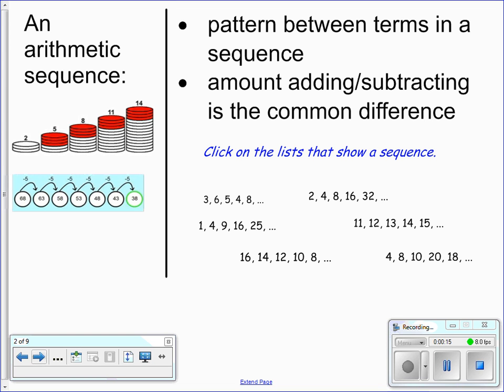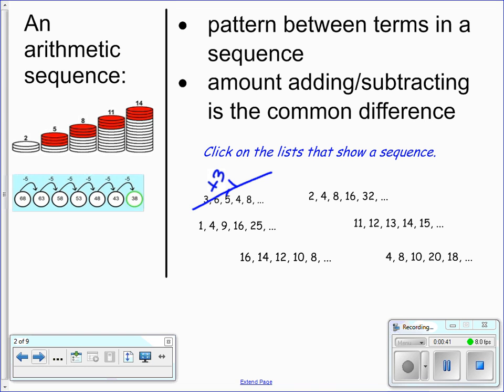An arithmetic sequence is nothing more than a pattern. It's just the same thing keeping happening over and over. So you're usually adding or subtracting to get a common difference. In this first list of numbers, when we go from 3 to 6, that's adding 3. And then we go from 6 to 5, that's minus 1. Since it's not a recurring pattern, it's not an arithmetic sequence.